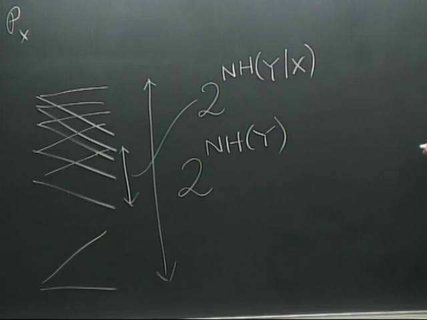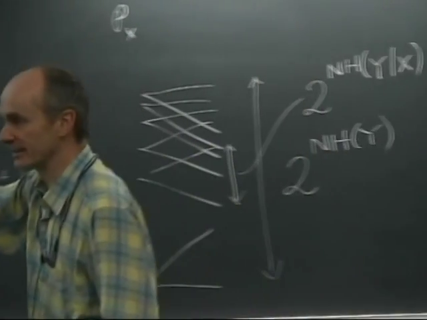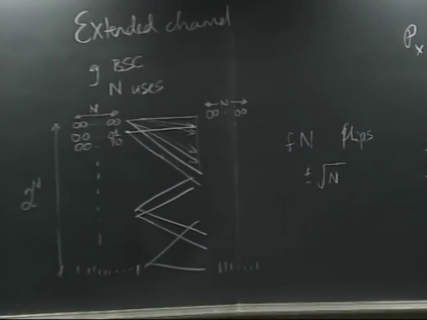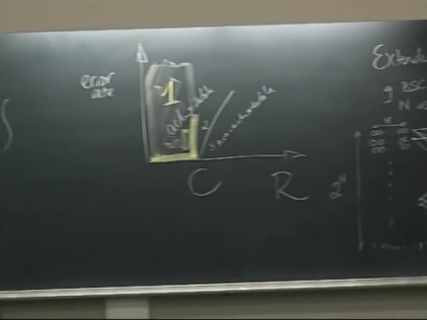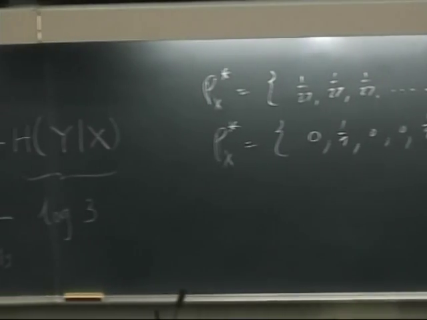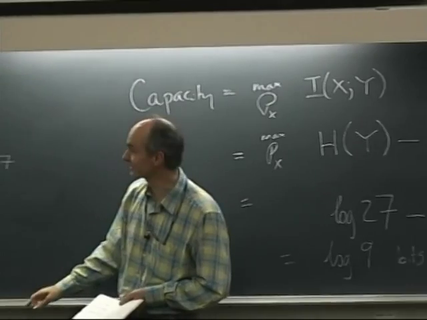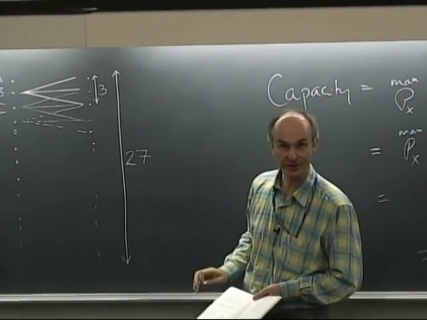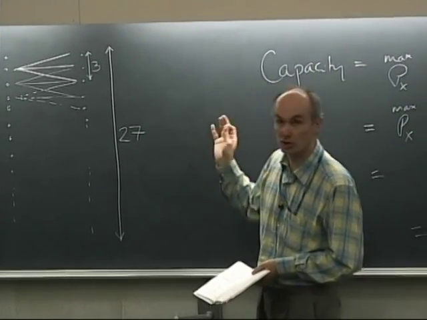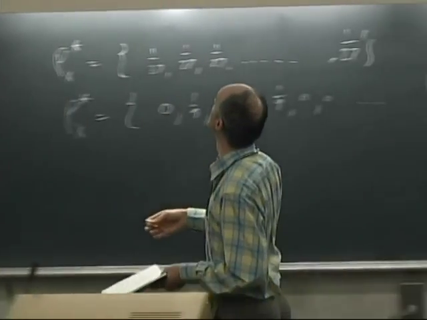Now, cast your mind back to the noisy typewriter. Where did we get log 9 bits from? Well, we took the total number of typical outputs, which was 27 possible outputs. We divided that by 3, and we got 9. And that was how many non-confusable inputs there were.